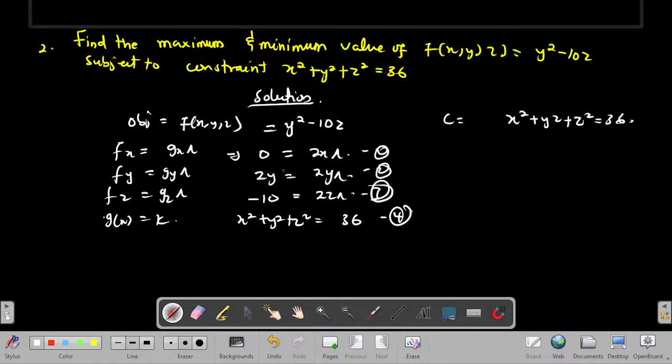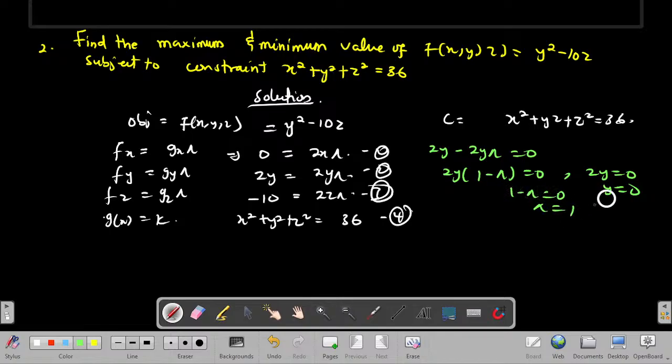So now it is basic calculation. Let's check equation 2. I have 2y minus lambda equal to 0. 2y open bracket. Realize that 2y is equal to, this will be 1 minus lambda equal to 0.